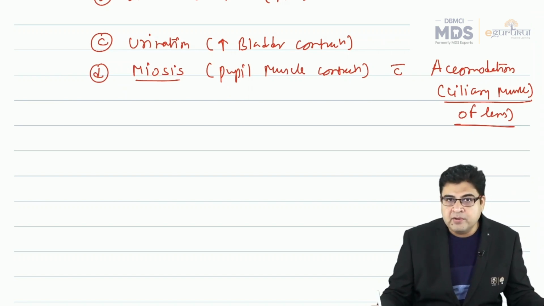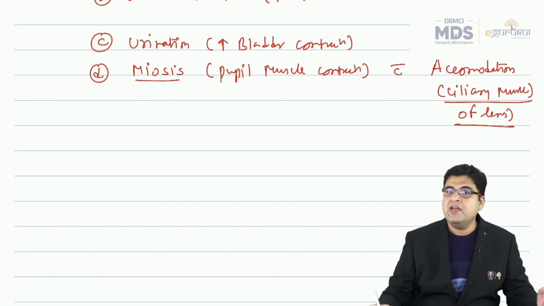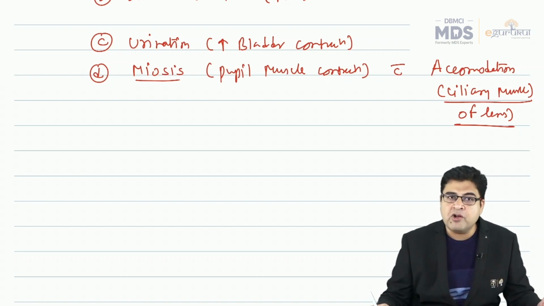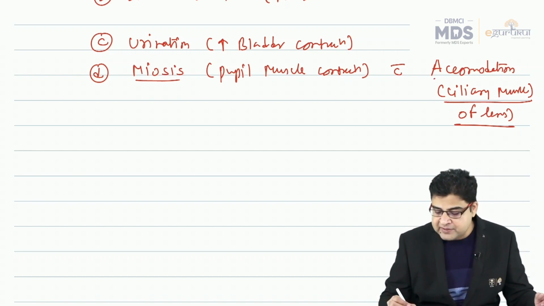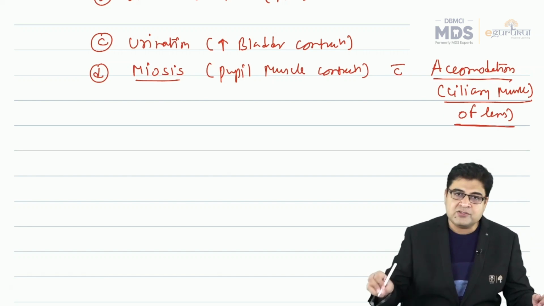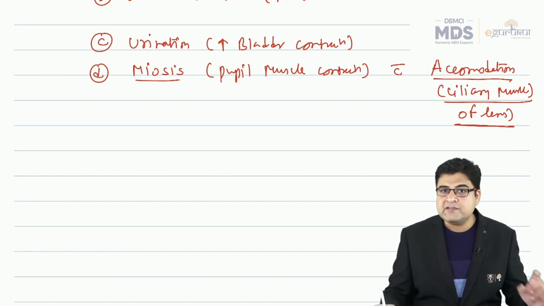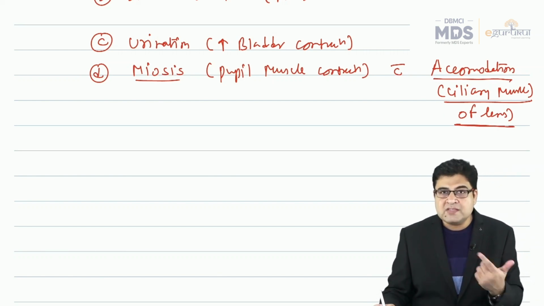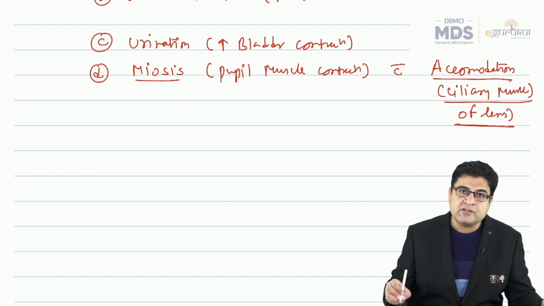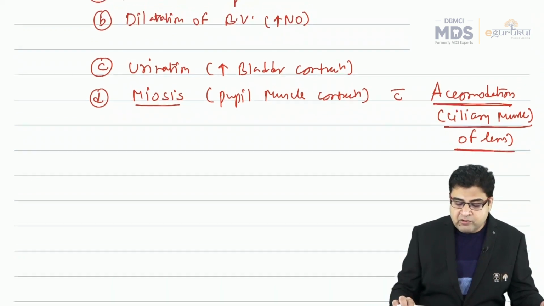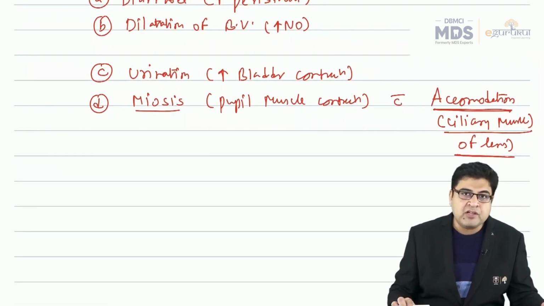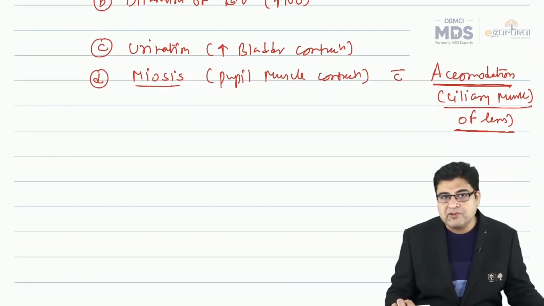We call it pupillary muscles or the iris muscles. Whenever that muscle contracts, we call it miosis. And we have a second muscle which is present in relation to the lens of the eye. Whenever this lens muscle is contracted, we call it the ciliary muscle of the lens. The outcome is accommodation. So in this mnemonic of DUMBBELS, U stands for urination, M stands for miosis with accommodation.